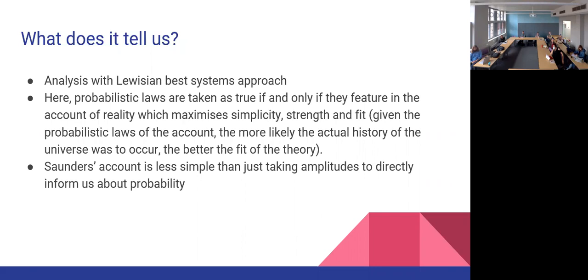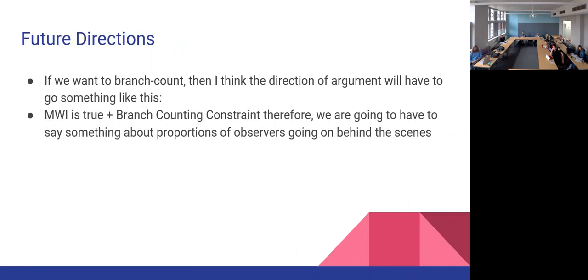Saunders' account seems to be less simple than just taking the amplitudes that directly inform us about probability. On top of having to know the amplitudes, we have to construct new mathematical objects from the amplitudes and use those to guide our probability ascriptions. So it doesn't seem clear why we should add Saunders' branch counting on top of our existing model, where we get probabilities directly from mod squared amplitudes. But I do think there are future directions. At the moment, it looks like Saunders' branch counting, as it's set up, does not help traditional branch counters and does not help us anyway. However, all is not lost, as there are possible future directions to go in.